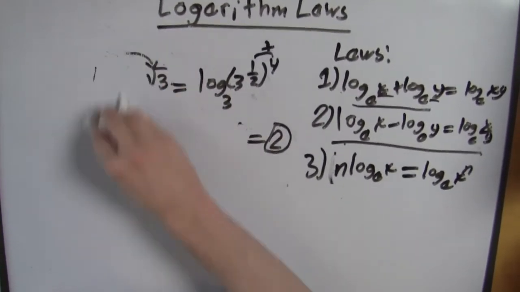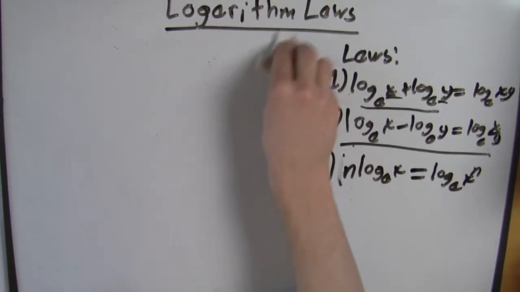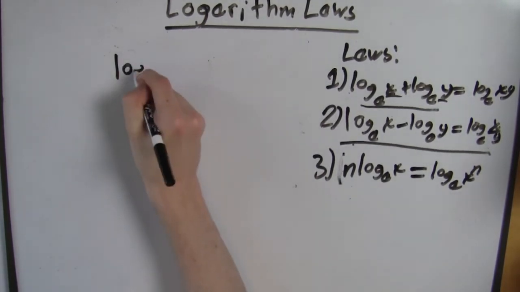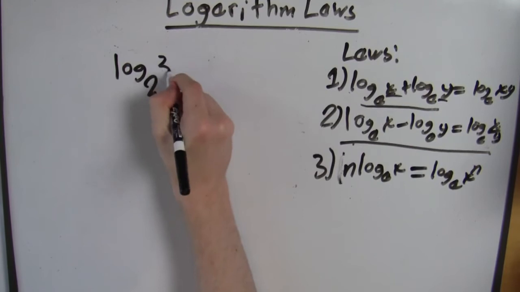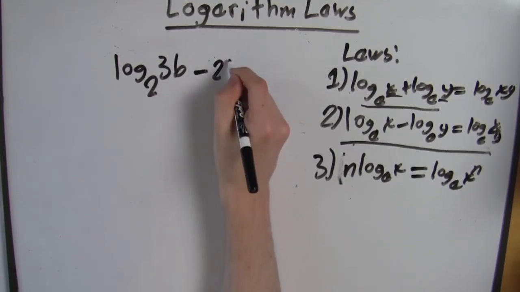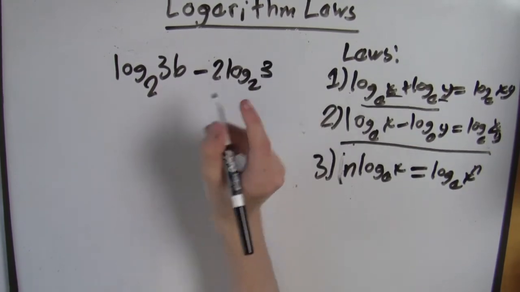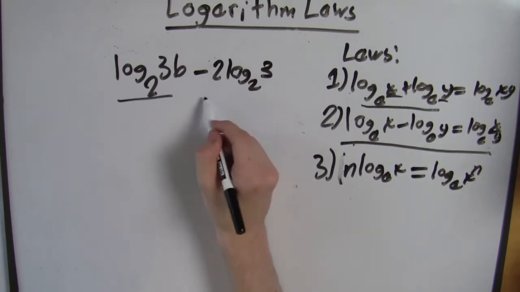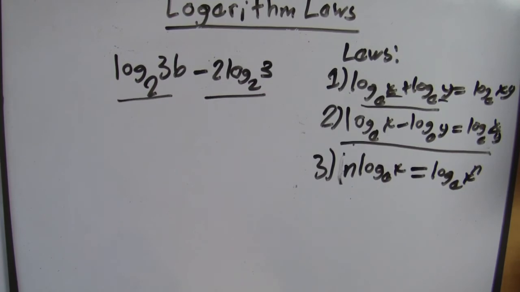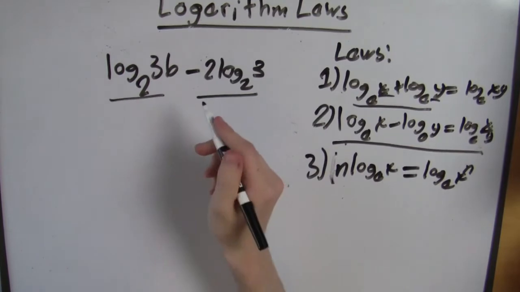Let's put this all together. Let's combine them and solve, and see how this works. Let's say we have log base 2 of 36 minus 2 log base 2 of 3. Neither of these are things that we can solve right off the bat, right? Neither of these are simple powers or squares or cubes of 2. So we're going to have to do some manipulation.